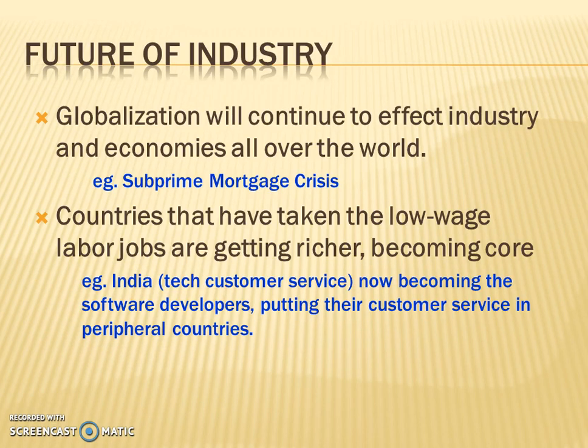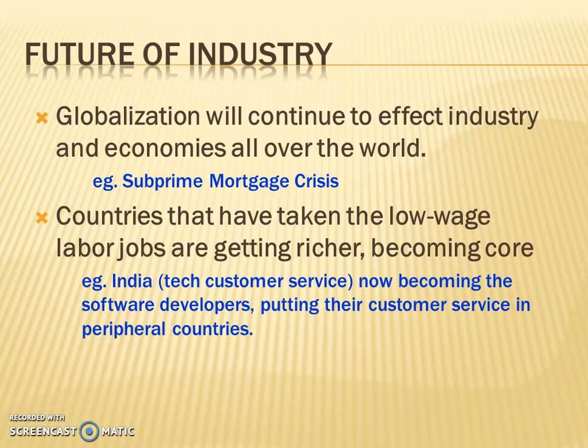Globalization is not going away. It will continue to affect industry and economies all over the world. They discussed the subprime mortgage crisis, and that was something that happened in the United States, but because of globalization, it affected the entire world. Same thing with other industries, not just banking. This is going to happen more and more. When you have something happen at a local level, it affects the global level.